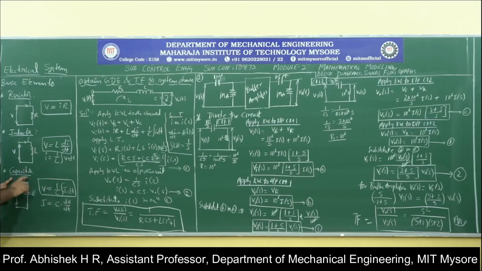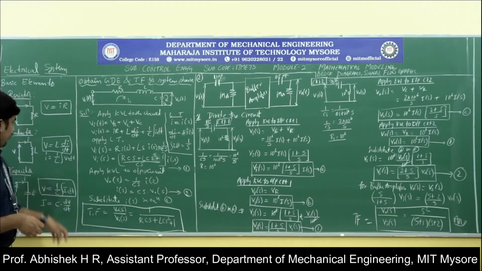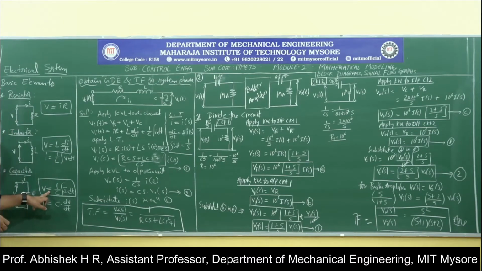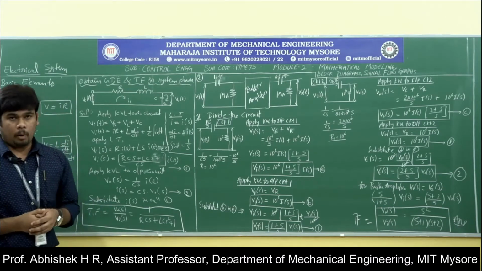The third element of the electrical system is the capacitor. A capacitor accumulates energy in the form of an electric field. For this, the expression is V equals 1 by C, integral of I into dt. In terms of I, it is C into dV by dt. All three elements of the electrical systems are very important while solving problems.